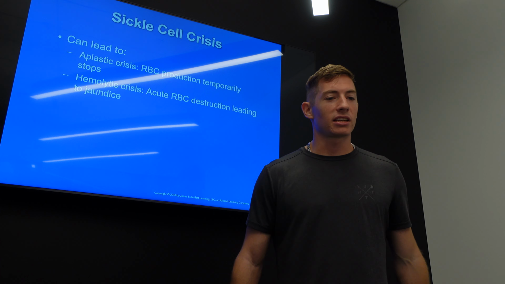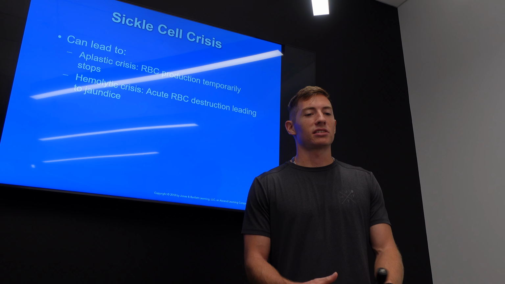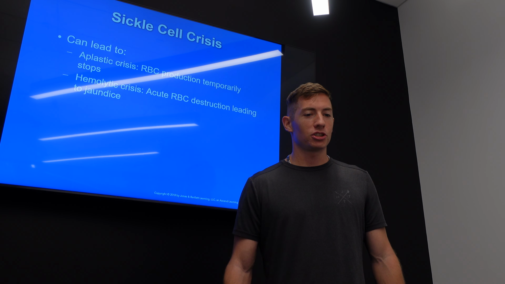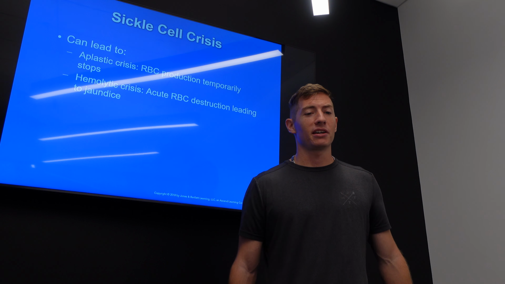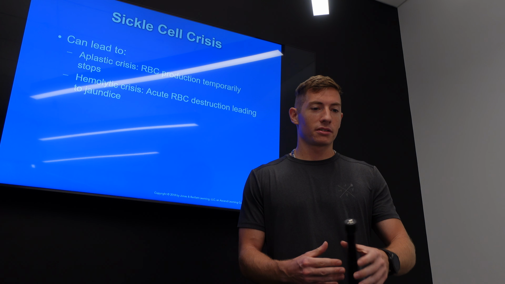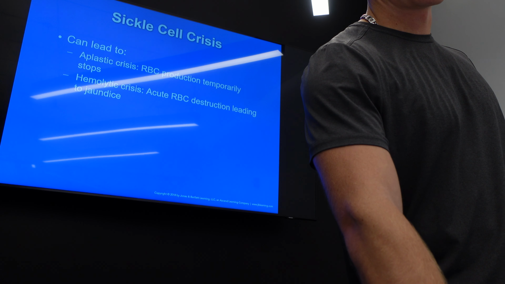Sickle cell disease can lead to an aplastic crisis. The body temporarily stops RBC production, causing the patient to become easily tired, anemic, pale, and short of breath. The hematologic crisis is acute RBC destruction leading to jaundice.